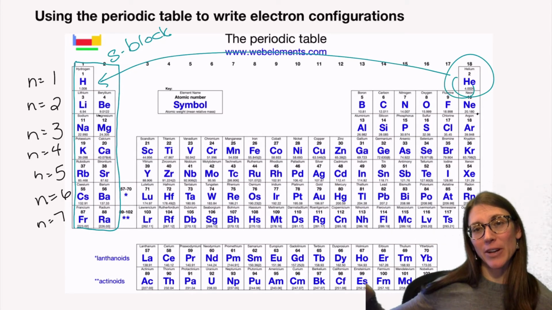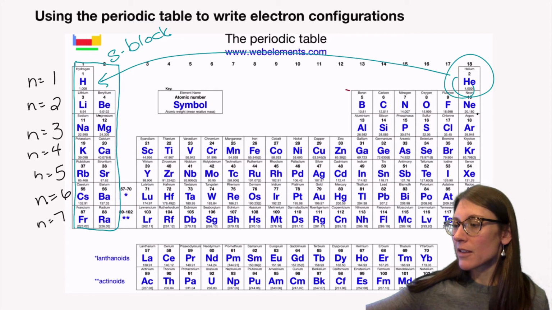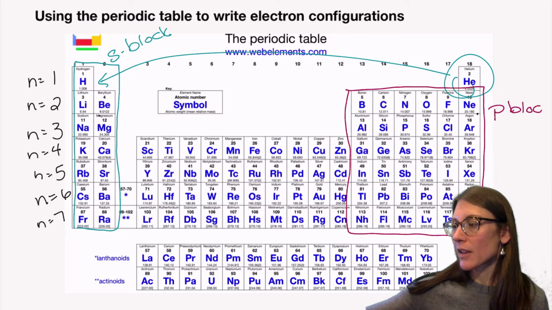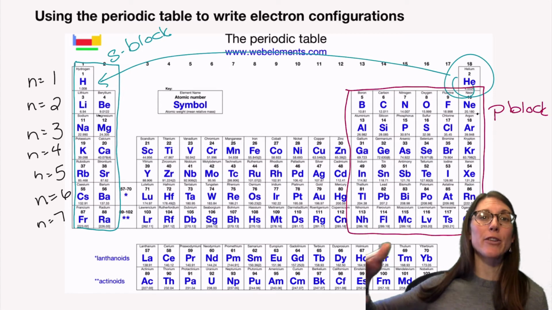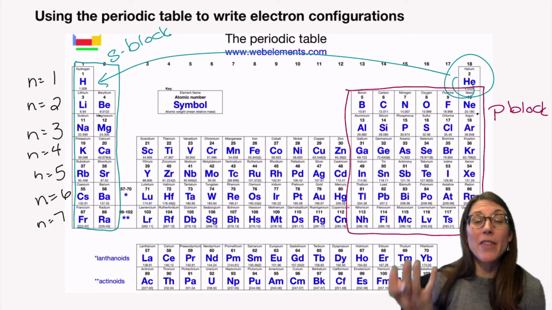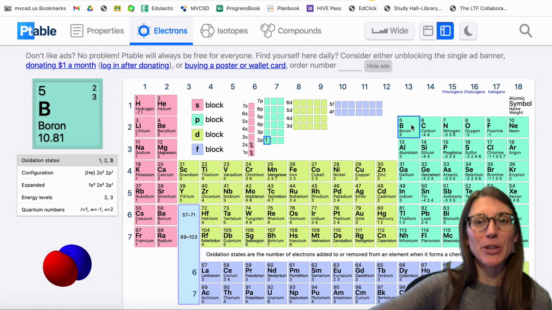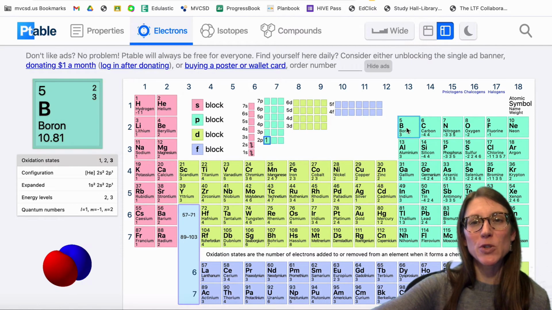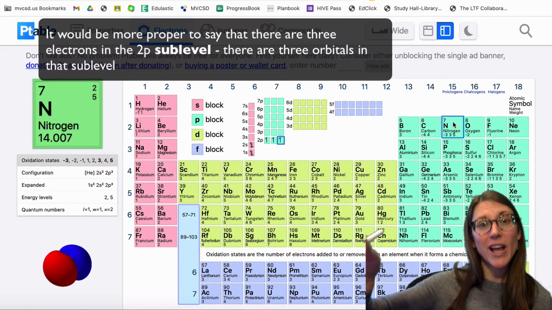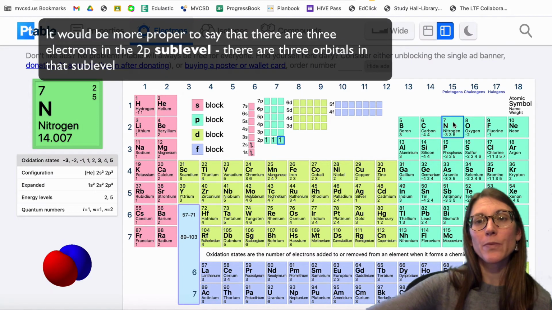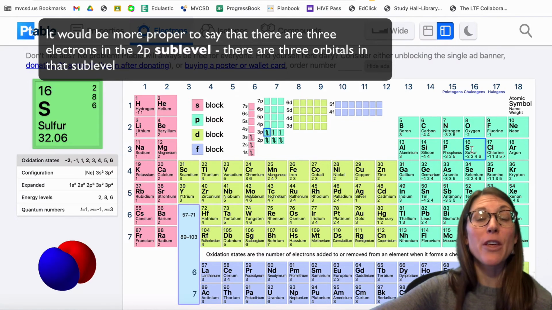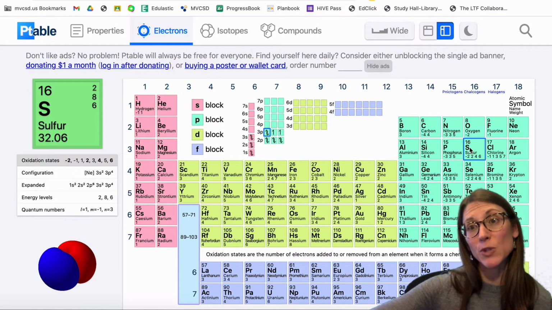The right-hand side of the periodic table, this big rectangle over here, this is our P block. All of those elements have their outermost electrons going into a p orbital, and the number of the p is the row number that it's on. So if I jump back to ptable.com, I take a look at boron. It has 1 electron because it's in the first spot, filling the 2p orbital. Something like nitrogen, which is 1, 2, 3 spaces over, has 3 electrons in the 2p orbital. Sulfur, I'm on the 3rd row, so I'm filling the 3p, and it's 1, 2, 3, 4 spaces over.